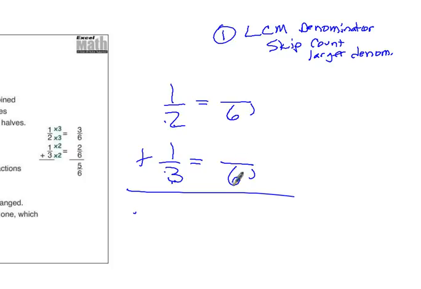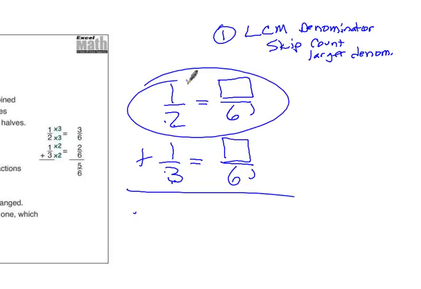6 and 6. I fill the 6s in for my denominators. Now, like you guys have done many, many times, you know how to find that missing number in an equivalent fraction type of problem. 2 to 6. 2 times 3 is 6. 1 times 3 is equal to 3. 3 times something is 6. 3 times 2 is 6. So I must multiply, or I must divide the top and the bottom by the same number. So 1 times 2 is 2.